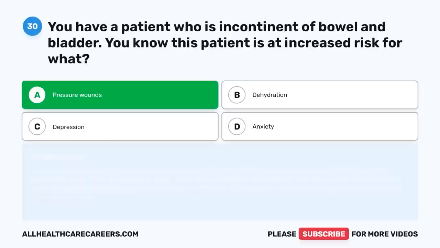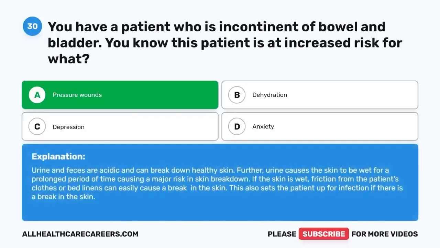Pressure wounds. Urine and feces are acidic and can break down healthy skin. Further, urine causes the skin to be wet for a prolonged period of time, causing a major risk in skin breakdown. If the skin is wet, friction from the patient's clothes or bed linens can easily cause a break in the skin. This also sets the patient up for infection if there is a break in the skin.